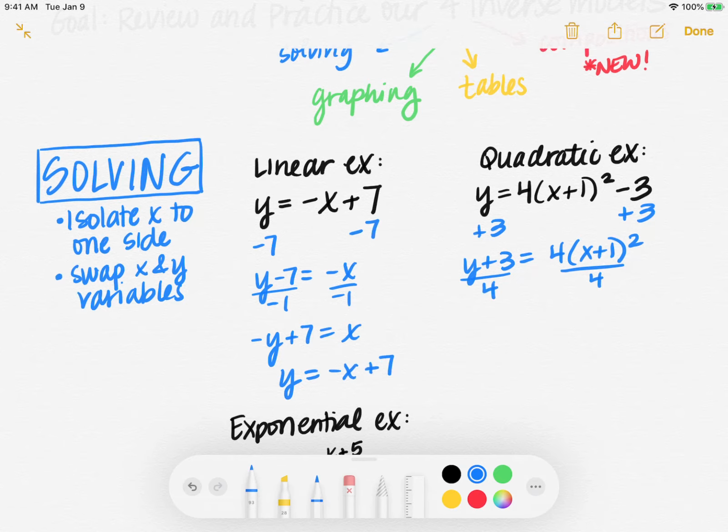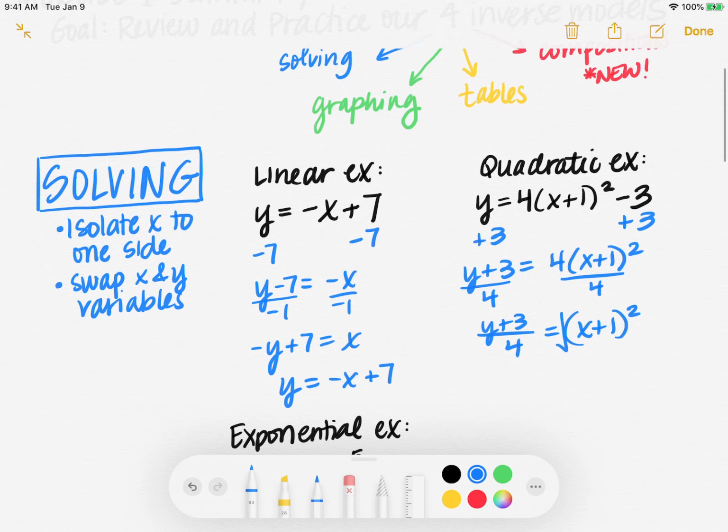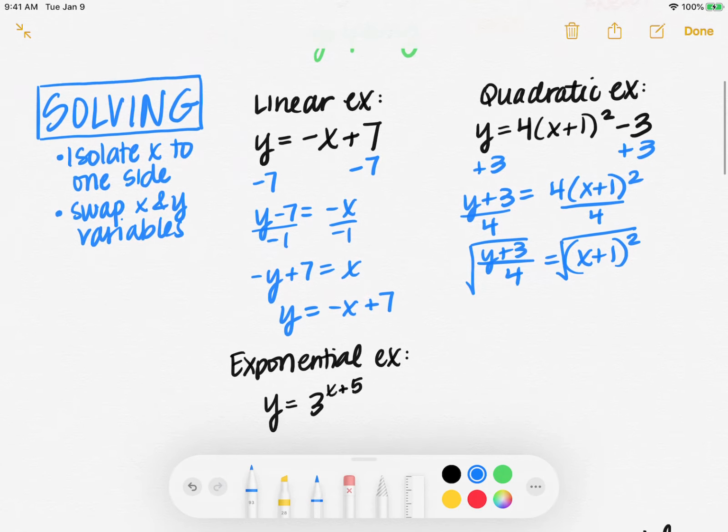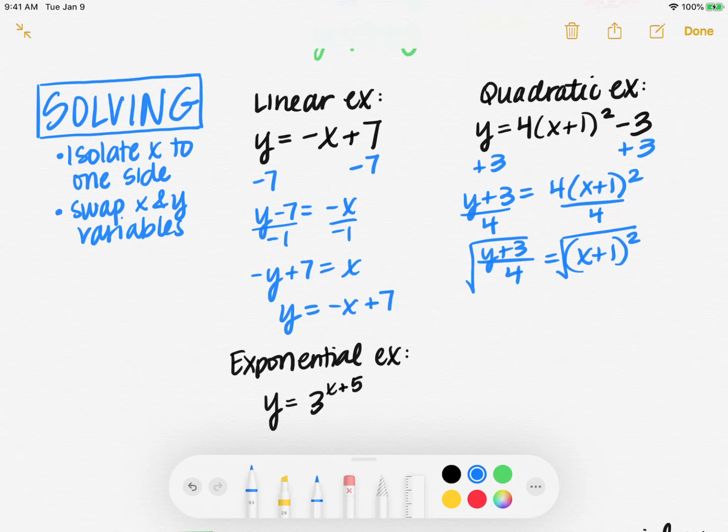And again, that 4 is divided to both the y and the 3, not just one of them, so I'm going to keep it all together. Now I can take the square root of both sides. And the nice thing is that I can take the square root of the numerator and the square root of the denominator. So the square root of the numerator just stays y plus 3. But I know what the square root of 4 is. It's just 2.